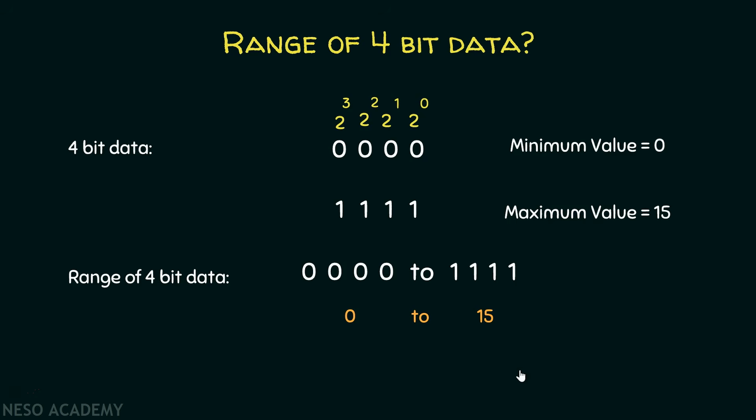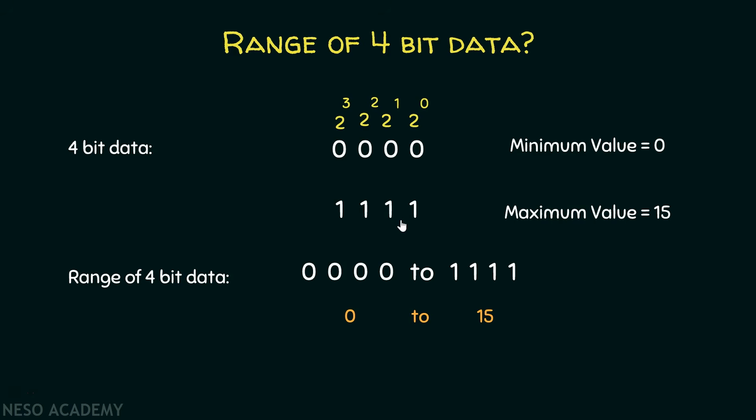Now what would be the range of 4-bit data? As we know, to calculate the range of any number, we have to know its minimum as well as maximum value. For 4-bit data, the minimum value is equal to 0 when all digits are 0 and the maximum value is equal to 15 when all digits are equal to 1.